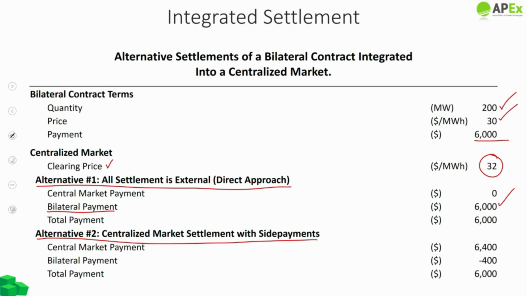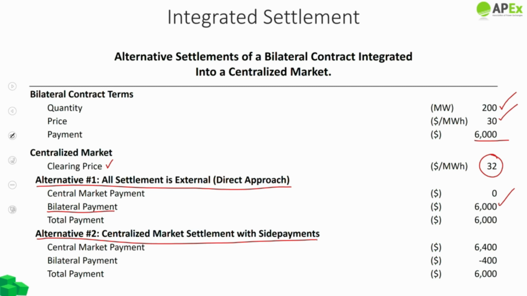In this scenario, a second payment flows from the generator to the load serving entity, aligning the total payment with the originally contracted amount. Conversely, if the clearing price is lower than the contract price, the second payment flows from the load serving entity to the generator. Regardless of the day-ahead clearing price, this second payment ensures that the total payment from the LSE to the generator precisely matches the initially contracted amount.